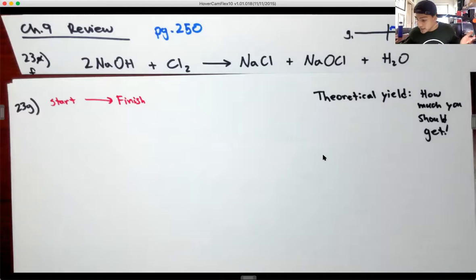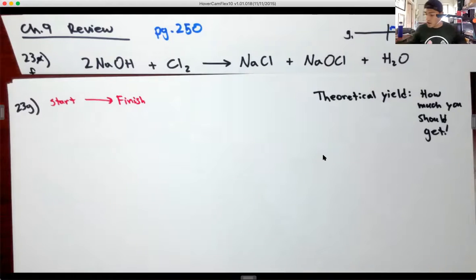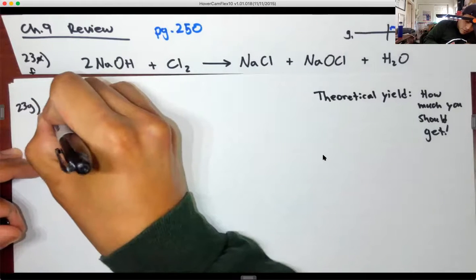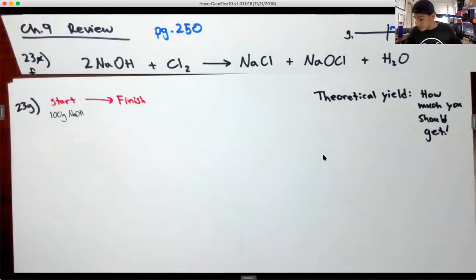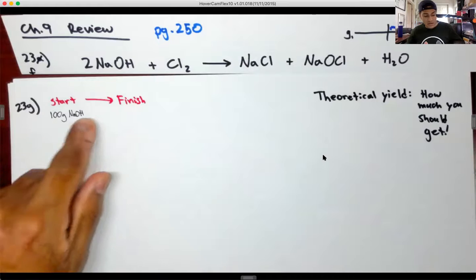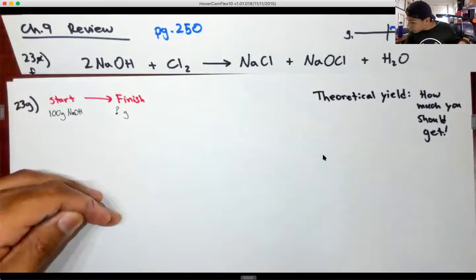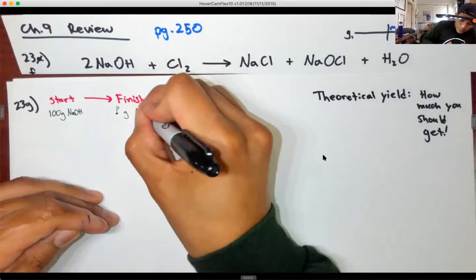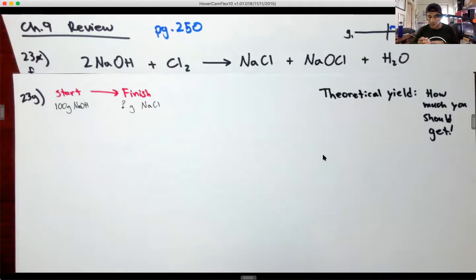Basically, what do you get in grams of NaCl in this reaction, the same reaction that we've been doing, if you have 100 grams of NaOH react? So if you have 100 grams of NaOH, basically how many grams of NaCl should you get? This is exactly what we've been doing. Okay, so let's go ahead and do it. All right, let's form our bridge.